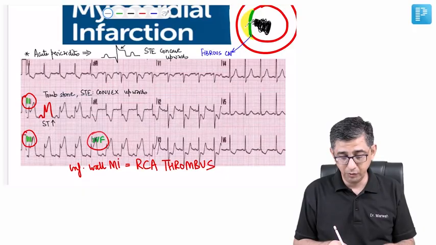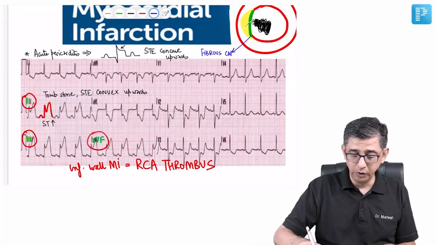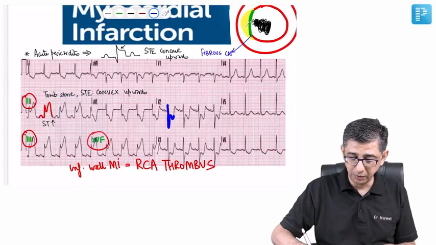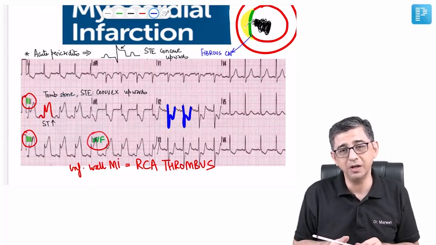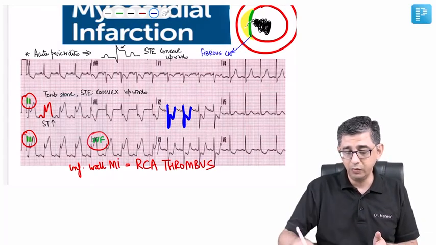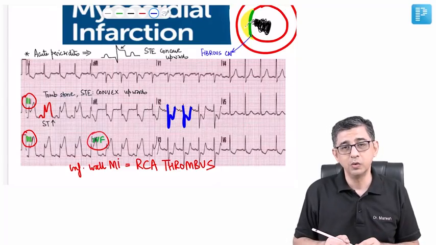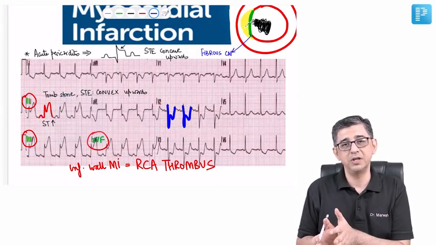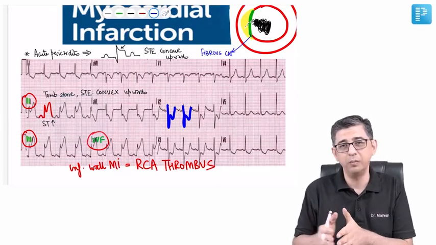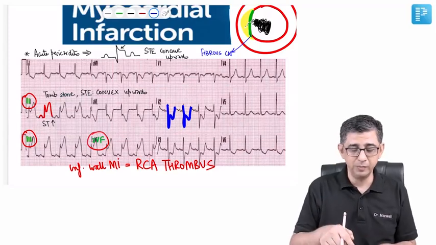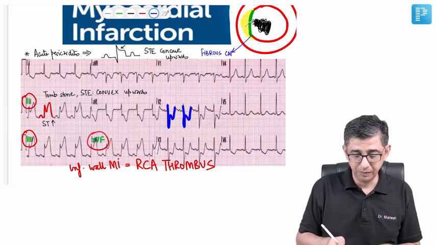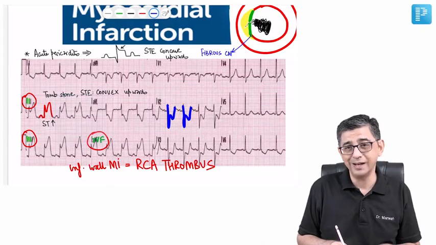And at the same time, if you cast a glance at the chest leads, you will notice reciprocal changes occurring here. I mean, what I'm drawing at the moment is the opposite, right? There's ST depression with respect to chest leads like V1, V2, V3 and V4. So reciprocal or opposite changes would be seen by you in the anterior leads, but there's a very characteristic ST elevation present in the inferior leads for this particular ECG that I've shown here before.